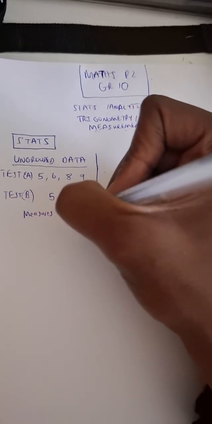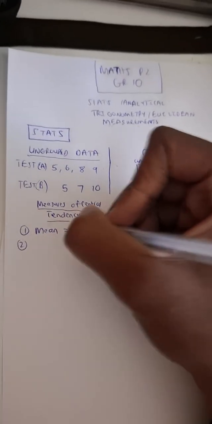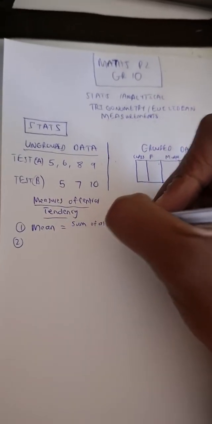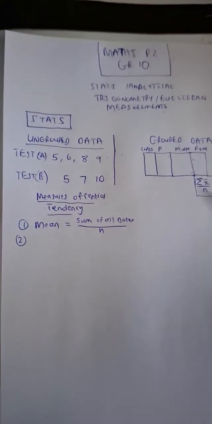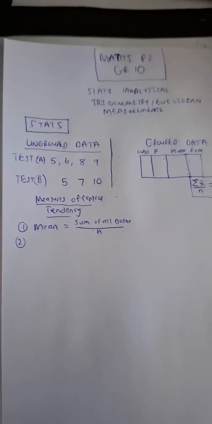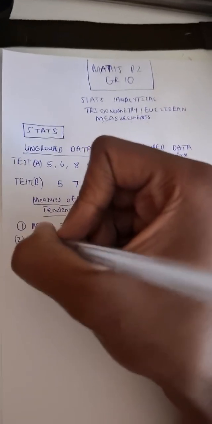Underneath the topic of stats, there are what we call measures of central tendency. Those measures of central tendency include, 1, the mean. Mean is basically the sum of all the data values over the number of how many data values you might have. That is basically your mean. Then you have your median.